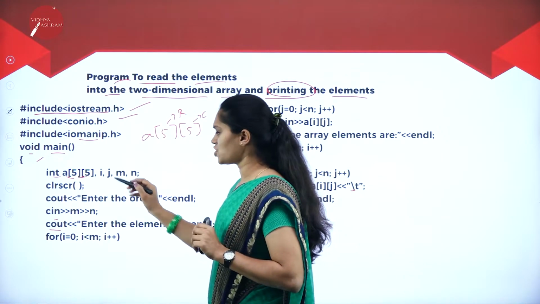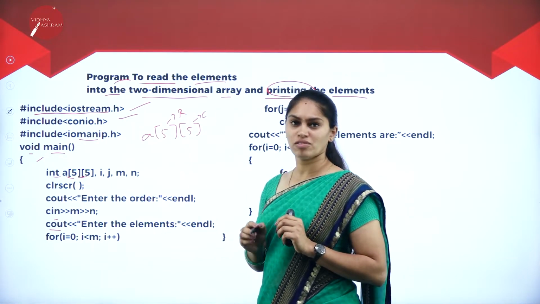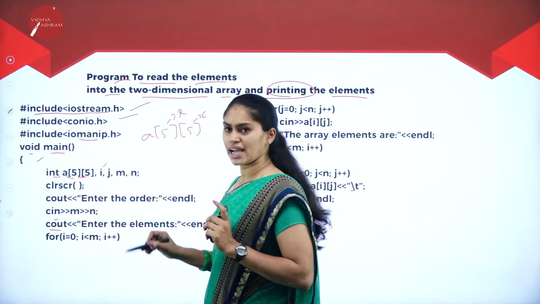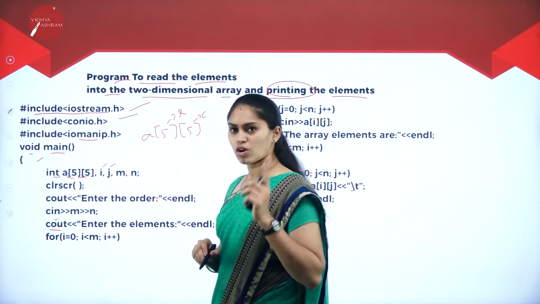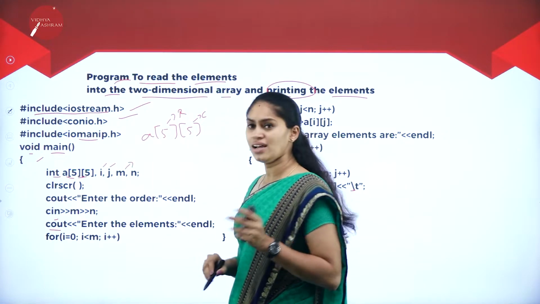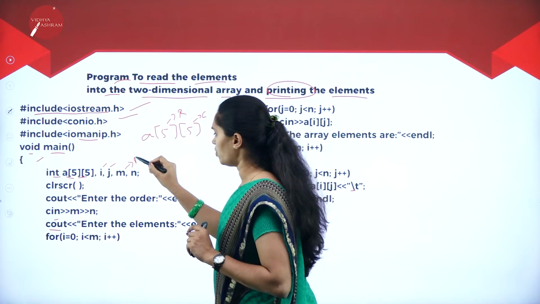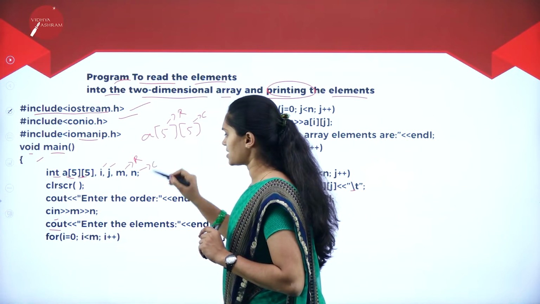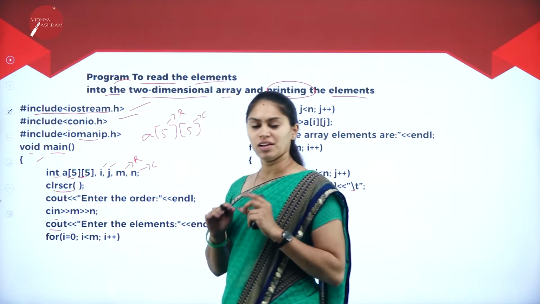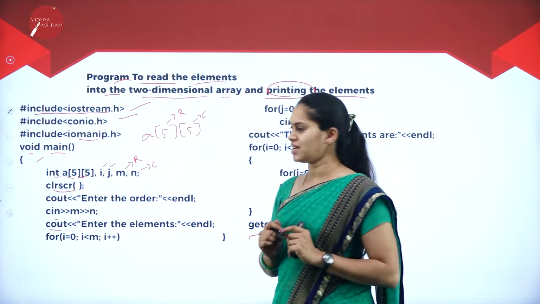Then i and j. In order to control iteration or looping repetition, we are taking i for row and j for column, and we have m and n. So m represents the maximum size of row and n represents the maximum size of column. Next is what? Clear screen. It will clear the content of the previous program.